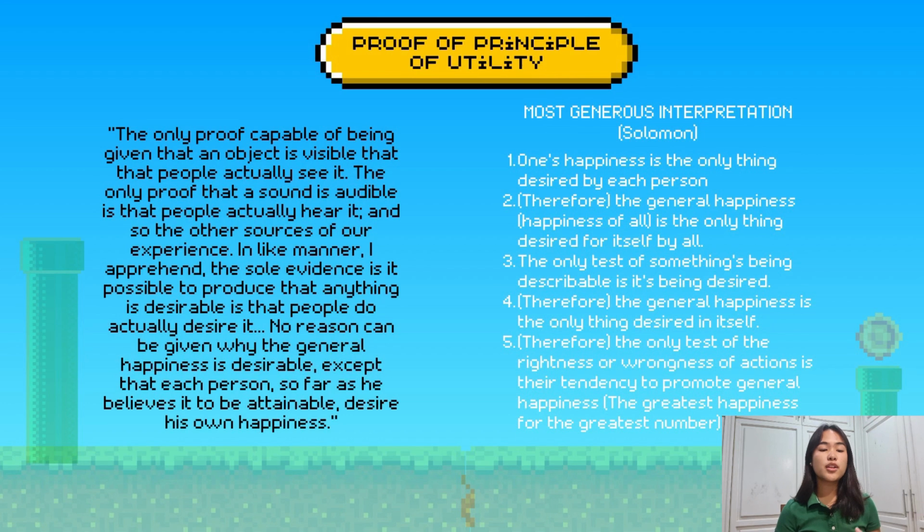According to Solomon, the most generous interpretation of Mill's proof is the following. One's happiness is the only thing desired by each person. Therefore, the general happiness of all is the only thing desired for itself by all. The only test of something's being desirable is its being desired. Therefore, the general happiness is the only thing desired in itself. Therefore, the only test of the rightness or wrongness of an action is its tendency to promote general happiness, the greatest happiness for the greatest number.